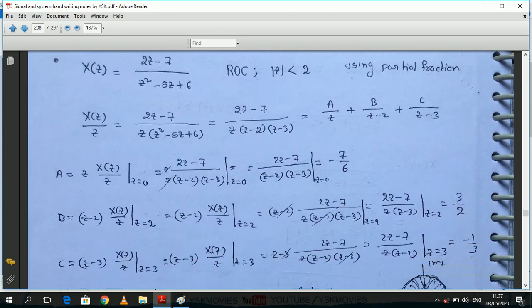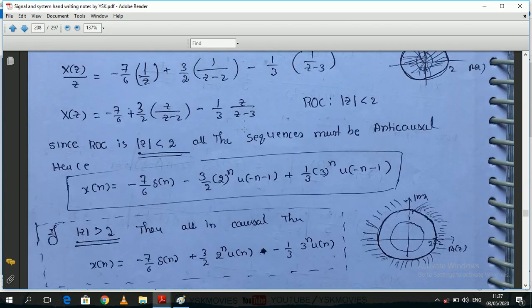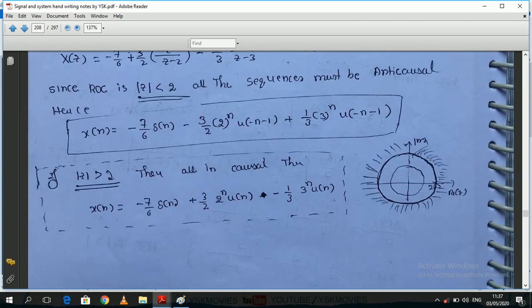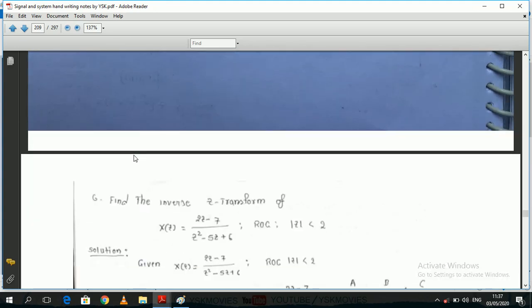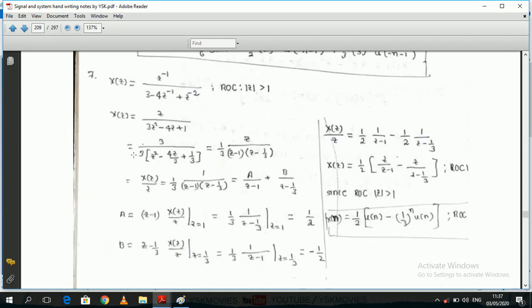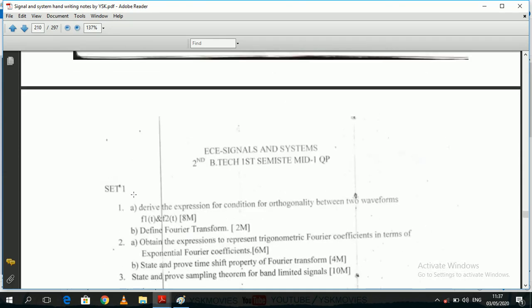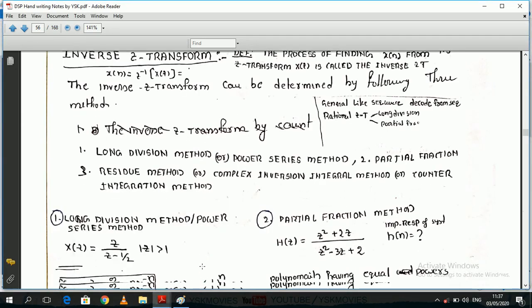Using the partial fraction method. I think it is better to choose the partial fraction method. It's very easy for us. You should know whether a right side sequence is inside the circle or outside of the circle. You should observe that. This is all about the Z transform. Okay, so I think everything is over.